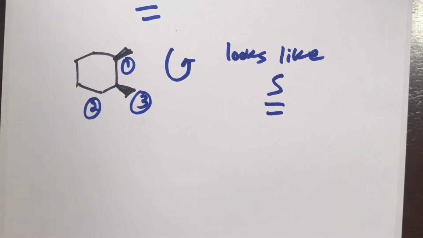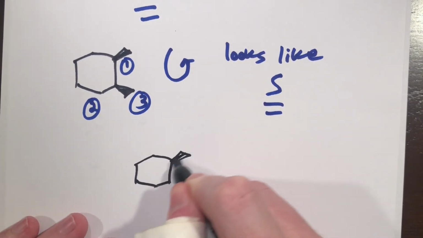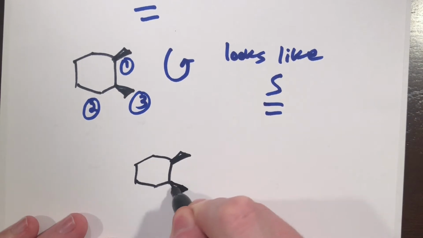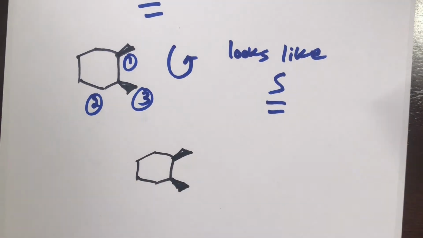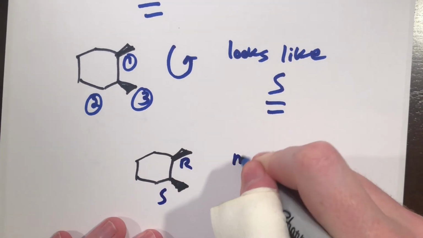So now what we have is another RS molecule. We meet all other requirements for it to be meso. So it is in fact a meso compound. So this is R and this is S, so this is meso.